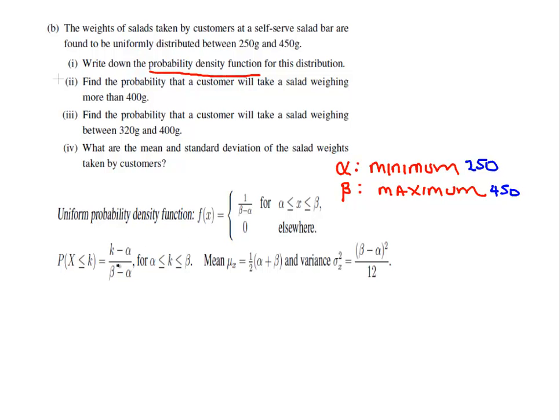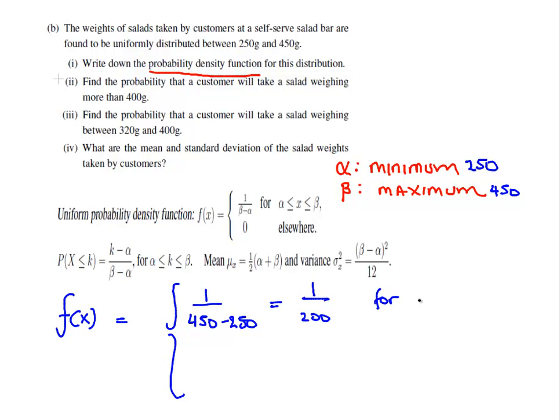So what we're going to do is write this top line out again. For the uniform probability density function, for this particular example with the salad bar, we would write f of x equals 1 over 450 minus 250. We can rewrite that as 1 over 200 for x between alpha and beta, that is for x between 250 and 450, and it is 0 elsewhere.